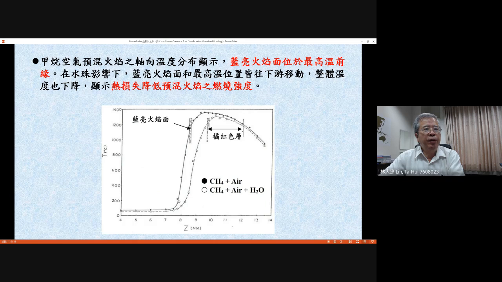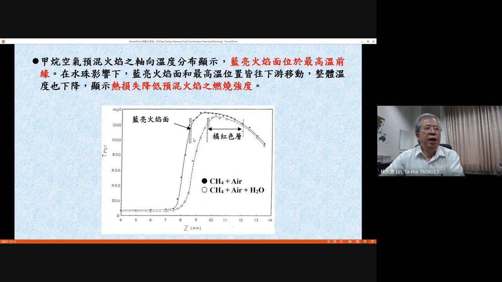Then you can see the temperature increase, right? This is the initiation of the increase, and the temperature here represents the upstream edge of your preheating zone. Then the temperature continuously increases to a certain point, which is the upstream edge of your bright blue flame surface, and later the flame temperature increases to the maximum point at about 9.5 millimeters.